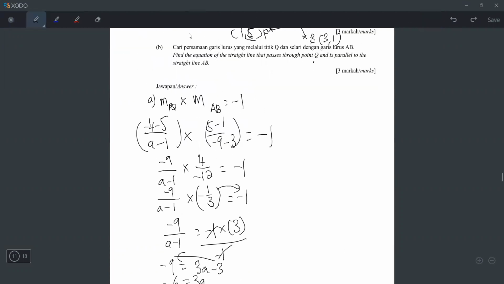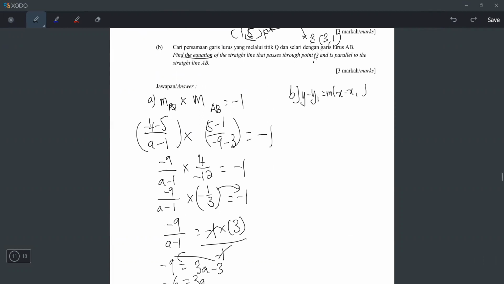B says what? Find the equation. The moment you see this word, you know already what formula you use: y minus y1 equals gradient times x minus x1. Or you can also use the y equals mx plus c formula, but this is Addmaths, so I usually use this formula when I'm doing Addmaths.